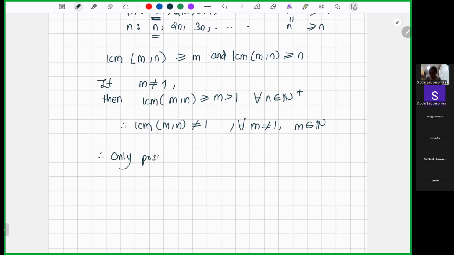Okay, so therefore, the only possible case is LCM of 1 with 1, and that would give me 1. So if m is equal to 1, LCM of 1 and 1 becomes 1. Actually we should have discussed, if m is equal to 1, then LCM of 1 and 1 is 1. But if m is not equal to 1, I get this. Okay, so these were the only two cases, and I got that LCM of 1 with 1 is 1. Any doubts here?